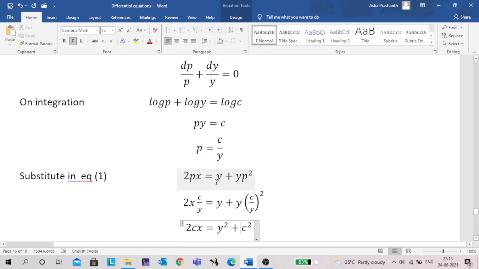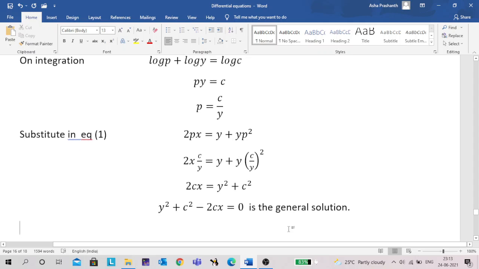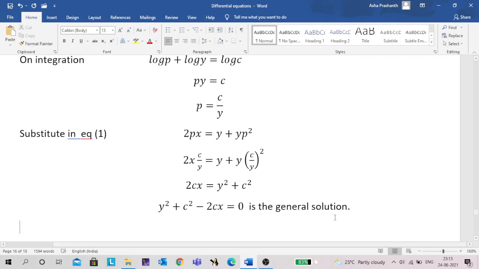this is our equation 1. I am substituting this c by y. Wherever there is p, I am substituting c by y. Okay, I am simplifying this. Okay, I got the equation finally. Y square plus c square minus 2cx is equal to 0. This is the general solution. Clear? Got it? Okay.